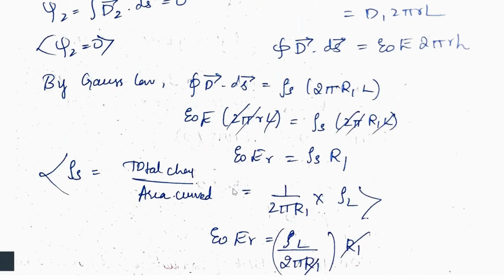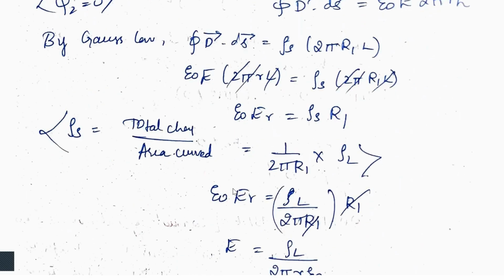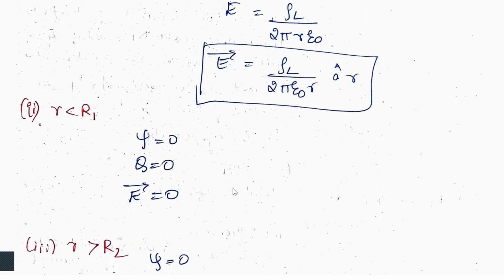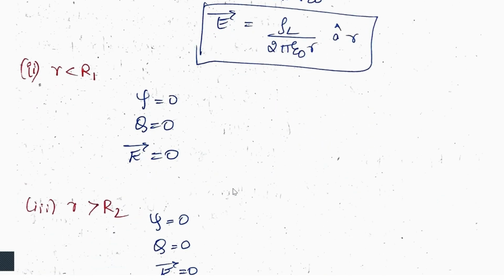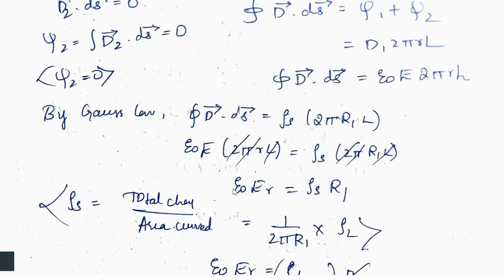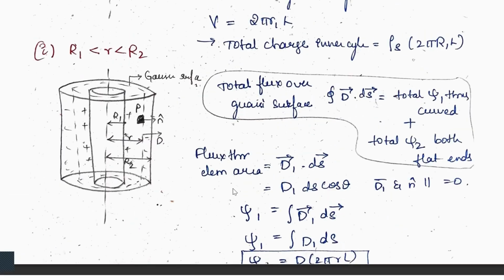So my rho s is 1 by 2 pi R1 into rho L. Epsilon naught into E_r is equal to rho L divided by 2 pi r, and R1 will get cancelled. E is equal to rho L divided by 2 pi epsilon naught r into a_r. If r is less than R1, then everything will be 0. If r is greater than R2 also, it becomes 0. The only case that exists here is if r lies between R1 and R2.